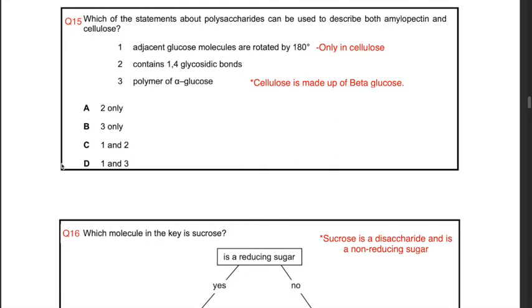Let's look at 2. Contains 1,4-glycosidic bonds. Yes, that is correct because amylopectin does have 1,4-glycosidic bonds and so does cellulose. Let's look at 1. Adjacent glucose molecules are rotated by 180 degrees. That is only correct for cellulose and not amylopectin. Hence, it doesn't describe both amylopectin and cellulose, leaving us with the answer being A, 2 only.